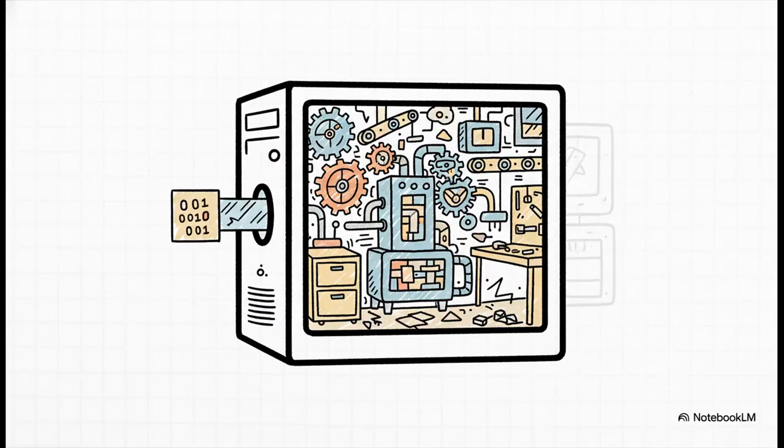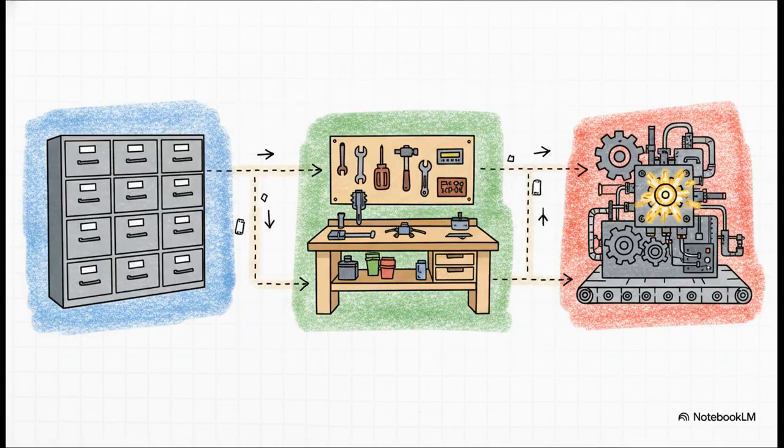Okay, so our instruction is translated. Now it enters the computer's physical workshop to get to work. And this workshop has three main parts: storage, memory, and of course, the processor.